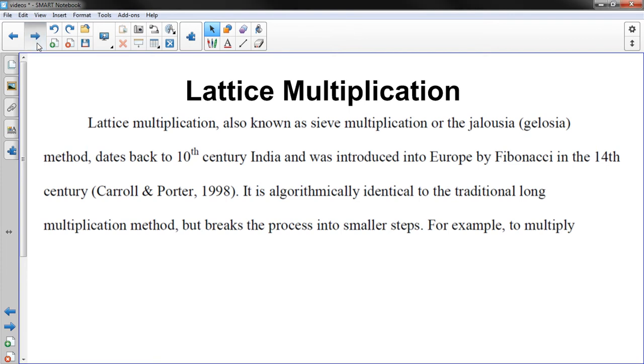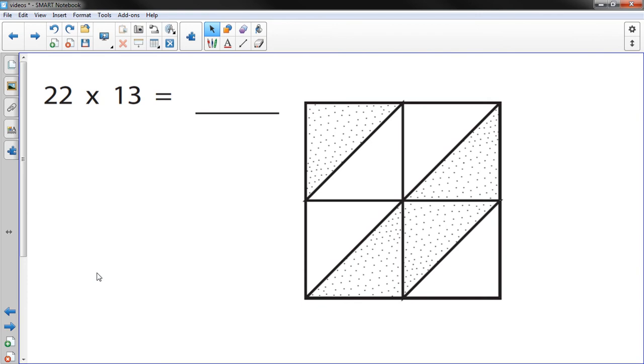Let's get started. So I have the problem 22 times 13. And to solve this, we need a lattice, which is this box of four squares with triangles in it, and that's the structure, the framework that helps us solve the problem. So I'm going to set this up. I'm going to put a 22 here and a 13 here.